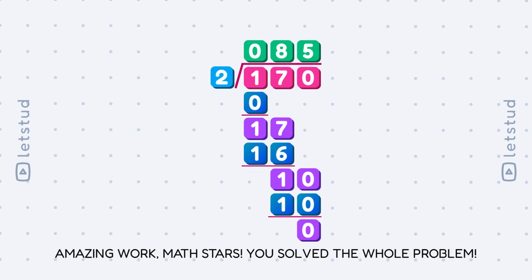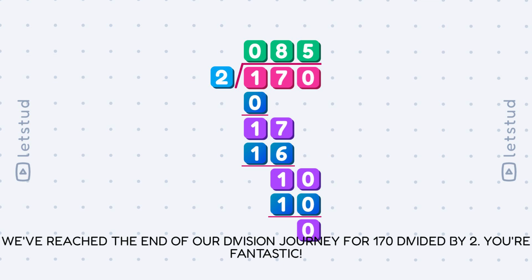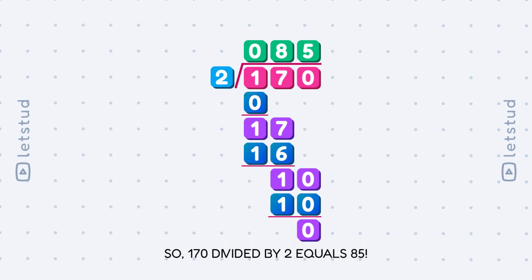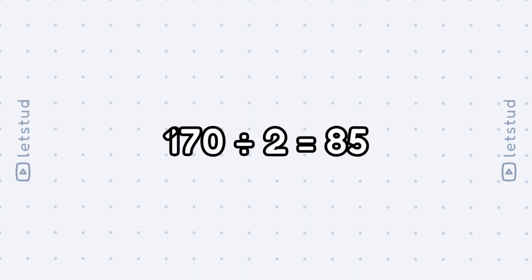Amazing work, math stars, you solved the whole problem. We've reached the end of our division journey for 170 divided by 2. You're fantastic. So 170 divided by 2 equals 85. Great job, everyone! We just tackled a long division problem, breaking it down step by step. Remember, even big numbers can be handled with patience and practice. Keep exploring and you'll become a division pro in no time.